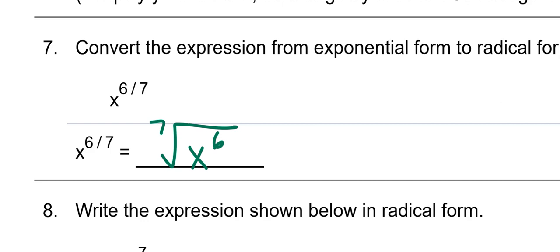Now, a couple of you switched the 7 and the 6. You put the 6 out here and the 7 there. That would be the exponent 7/6. That could be simplified because 7/6 is bigger than 1. Anyway, just thought I'd ask.